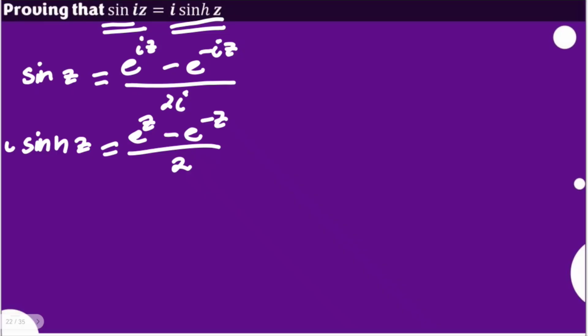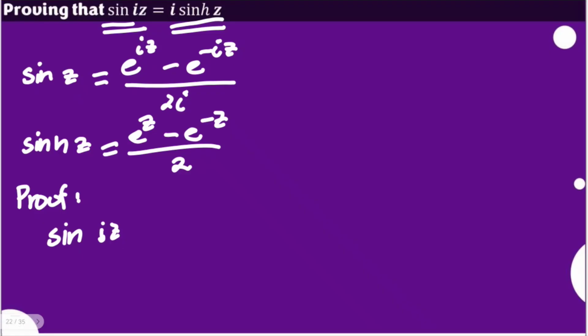That would mean there is a factor of i here, that would be our target, starting with the given identity on our left hand side. We're going to start with the sine of iz. What does this mean? Take note that the angle here is z. Now we're going to change it to iz, so all the z's here will be changed to iz.